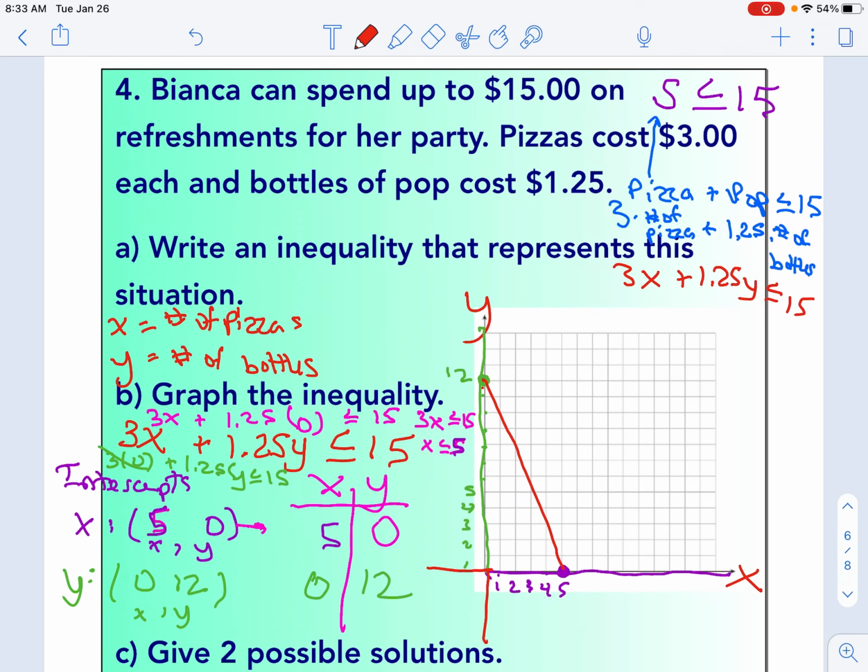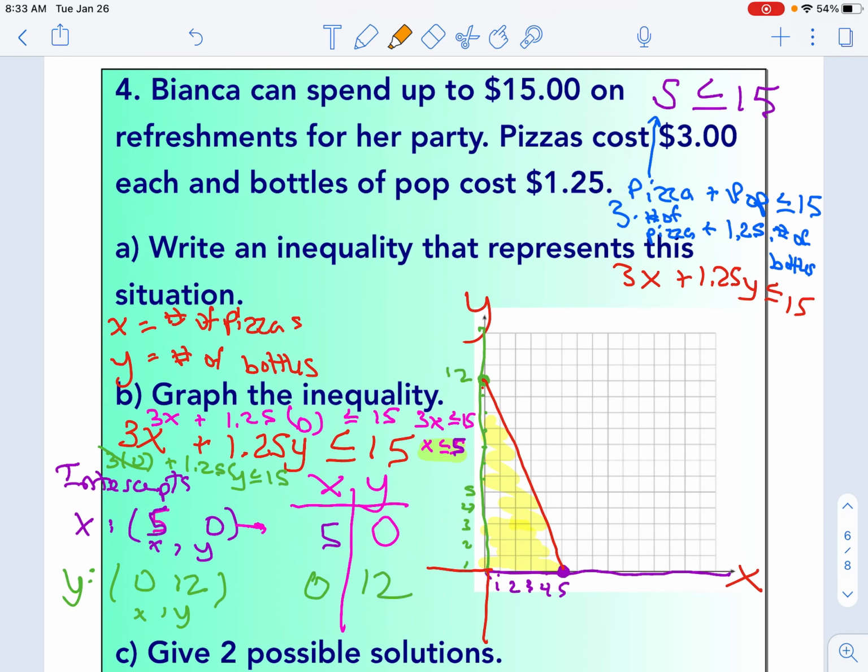So this equation, all the values of x that are less than or equal to 5. So let's look at this. X has to be less than or equal to 5. So here's where x is less than or equal to 5. Okay, so you shade this part for that. Okay, then let's look at the other part.